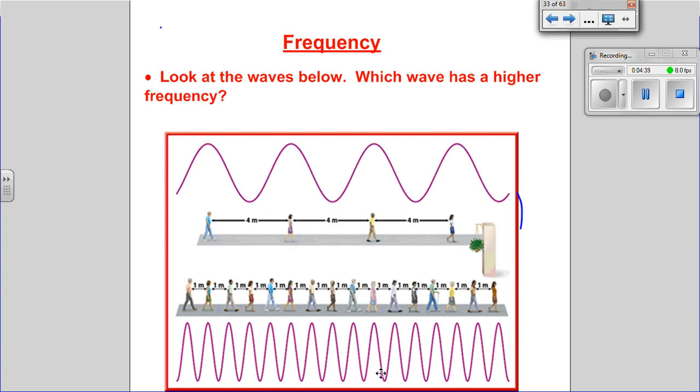If you said the bottom wave, you are correct. Why does it have a higher frequency? Because it has a shorter wavelength. If I were to measure the wavelength here, it's much shorter than the wavelength between these two waves. This is much longer. Okay? So now we've kind of established the relationship between amplitude and energy. And we've also talked about the relationship between frequency and wavelength.